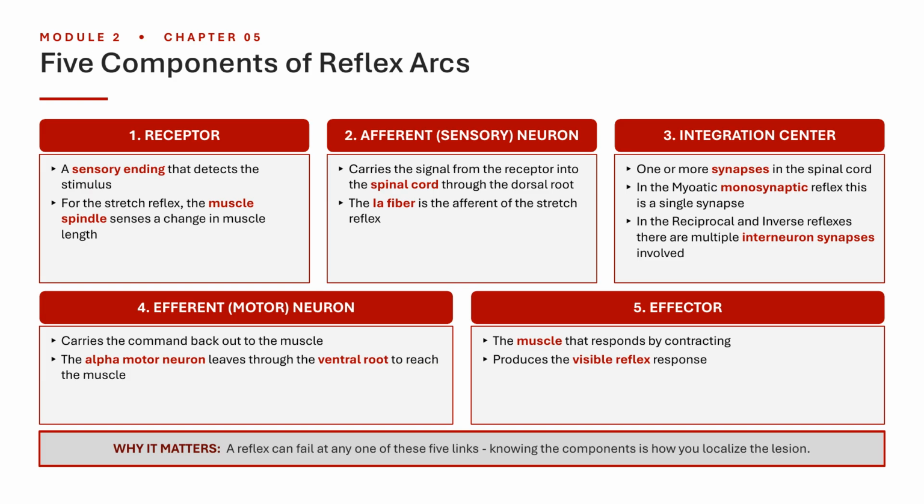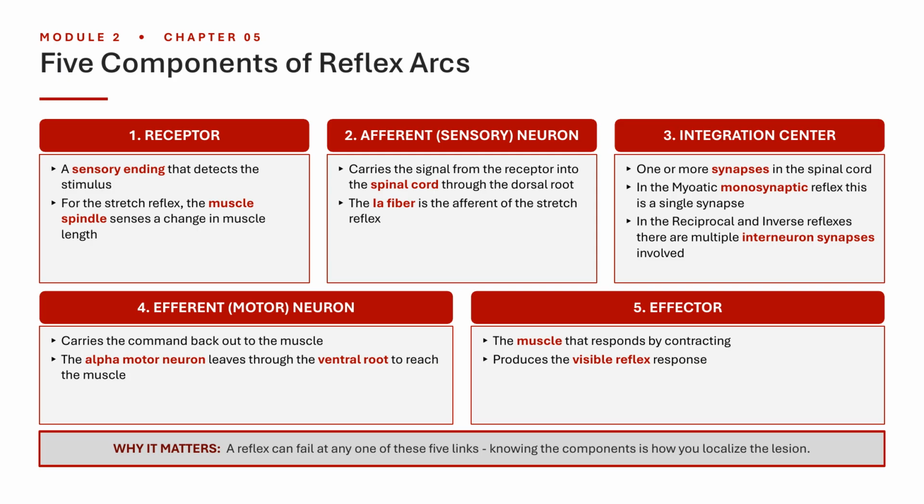Before we examine the DTR in detail, let me give you the general framework of all reflex arcs, because it applies to every reflex in the nervous system. A reflex arc has 5 components. 1. The receptor, a sensory ending that detects the stimulus. In the stretch reflex, that's the muscle spindle detecting length change. 2. The afferent, or sensory neuron, carries the signal from the receptor into the spinal cord via the dorsal root. For the stretch reflex, this is the 1A fiber.